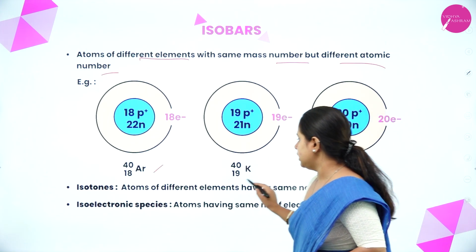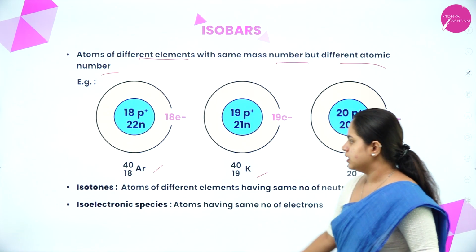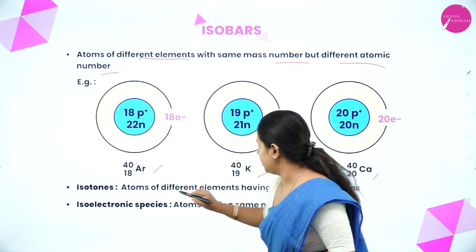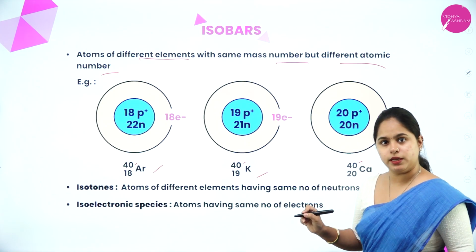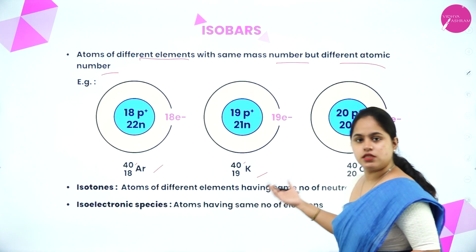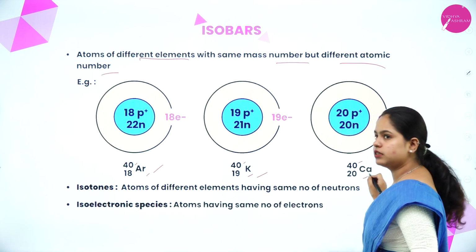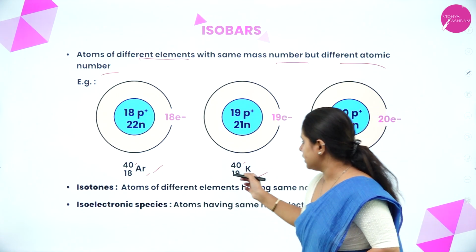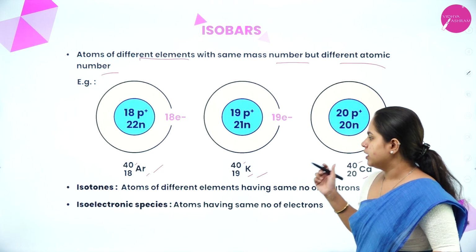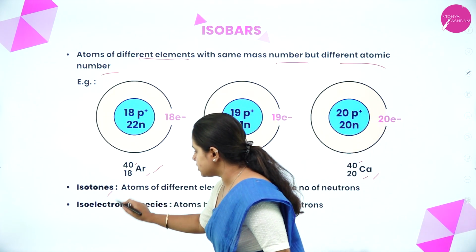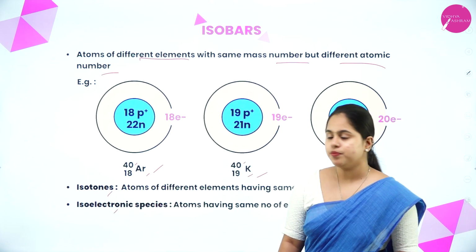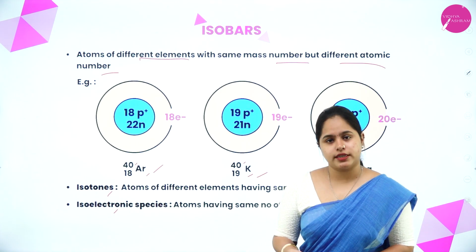So you can see the example that is given here. See, the mass number in this case is 40, here also it is 40, here also it is 40. But the atoms of your elements are different. This is argon, here it is potassium and here it is calcium, right? And the atomic number is changing. Clear? Yes.